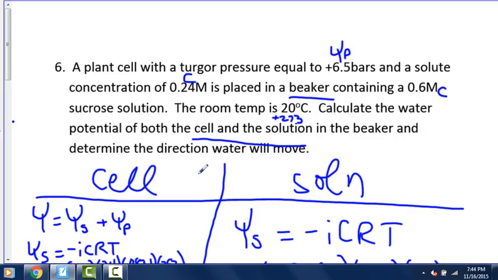And you know what is another great suggestion? Make up your own problems. You make one, you solve it, you give it to your friend, they solve it, and you see if you get the same answers.